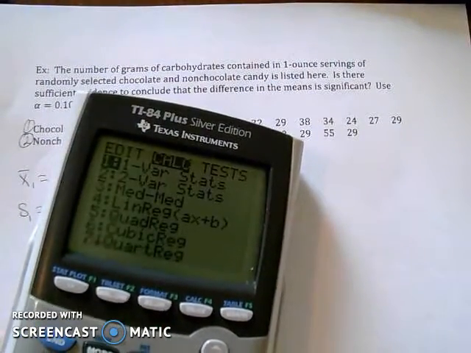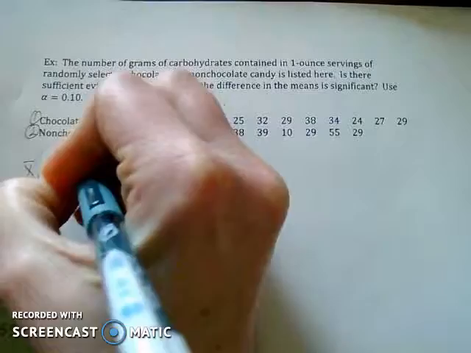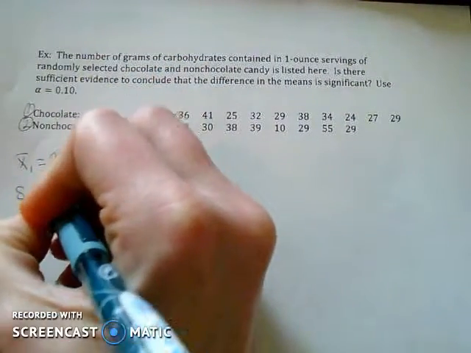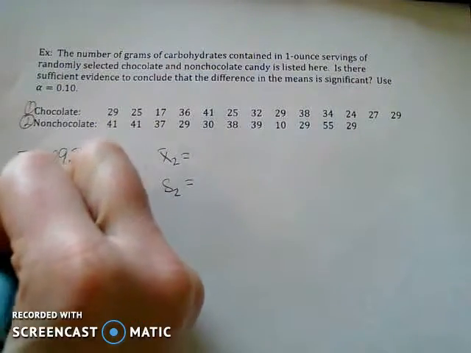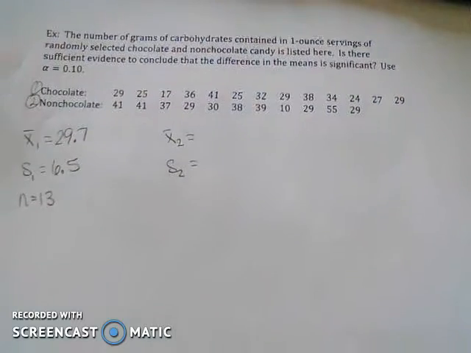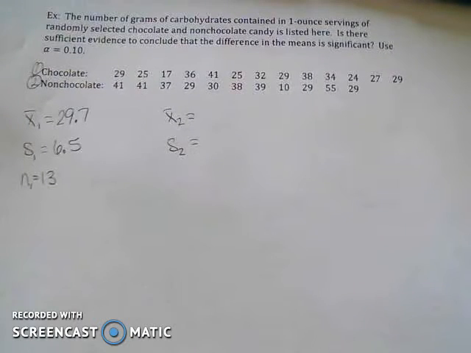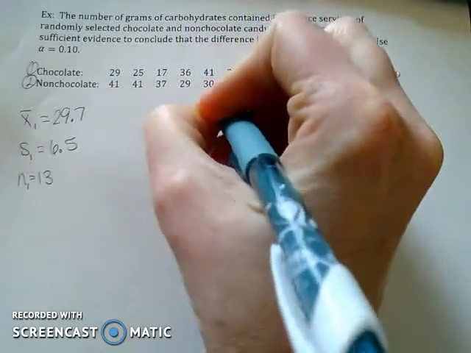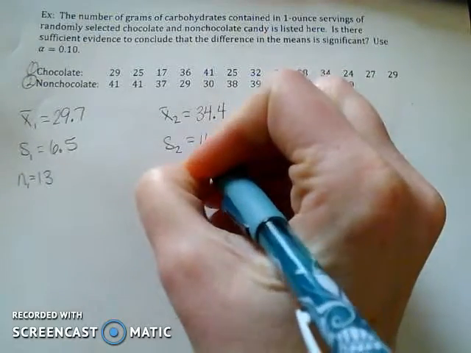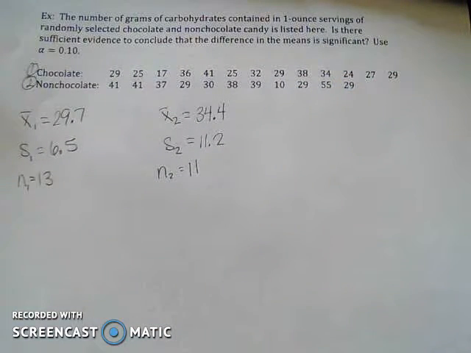Stat, over to calculate, one variable statistics. So 29.7, we'll call that x bar 1, and S is 6.5. Remember to use S, not the sigma. All right. And N is 13. You can either count them or scroll down to find that. Hopefully you're all right with that. And then do that again for the second set, the non-chocolate. You should get 34.4 for your mean, 11.2 for your standard deviation, and 11 for your sample size.